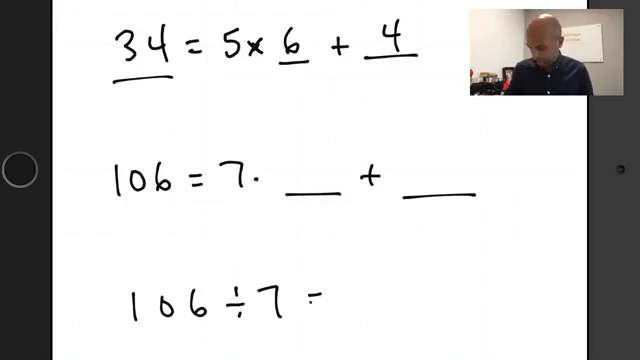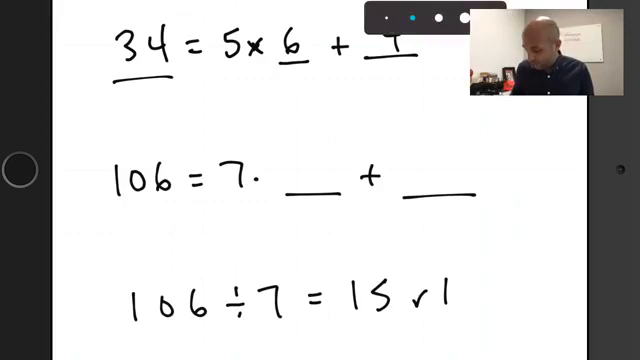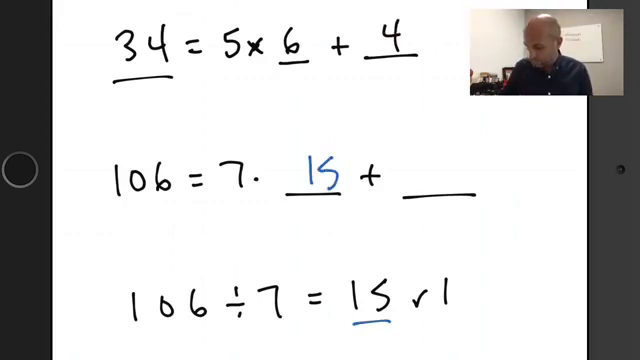And if you said 106 divided by 7 is 15, remainder 1, you're right. 15 times 7 is 105. Add 1 more to get 106. But these help me because I would put that there, and I would put that there. So as we're going through this, if you need that to help you, that's totally fine. And the more you practice, the faster you'll get.